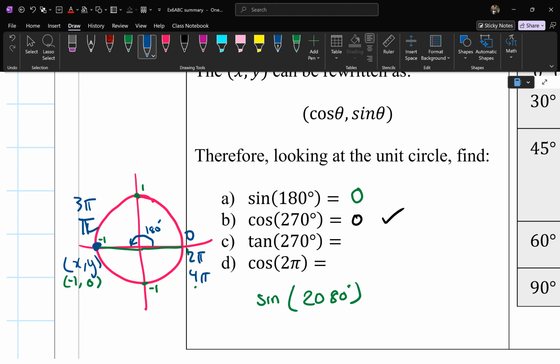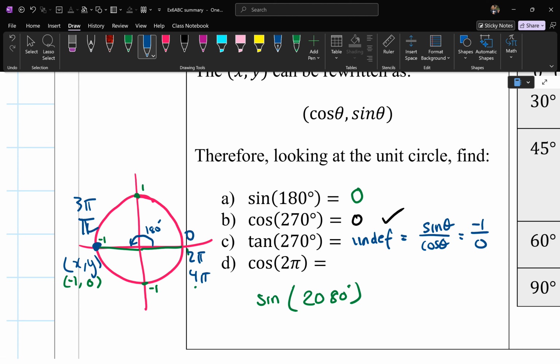It is undefined. 270 degrees is the same spot here. And remember, tan is finding the gradient. Clearly, that's a vertical line, so the gradient is undefined. If you weren't sure with that, you could also test sine theta over cos theta. That's the property of tan. And you can see sine is -1, but cos is 0. You can't divide -1 by 0. So it's undefined.